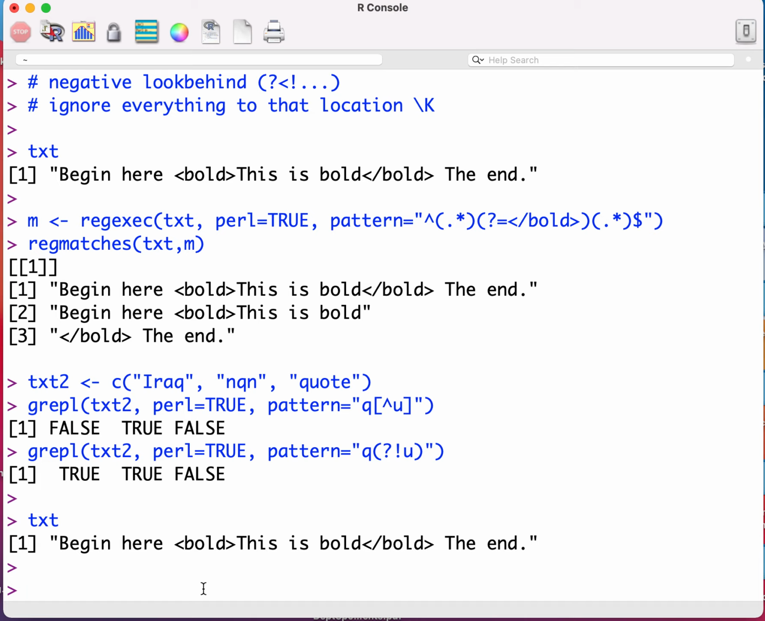Let's do that. M is tech. Do the text. We'll do Perl equals true. I'll just do one of these. Let's say we want something that follows a bold statement. So how do we do that? We just put this pattern here. Okay, we're going to say, all right, let's capture everything up to it. So we'll go dot star. So it's going to scan through here.